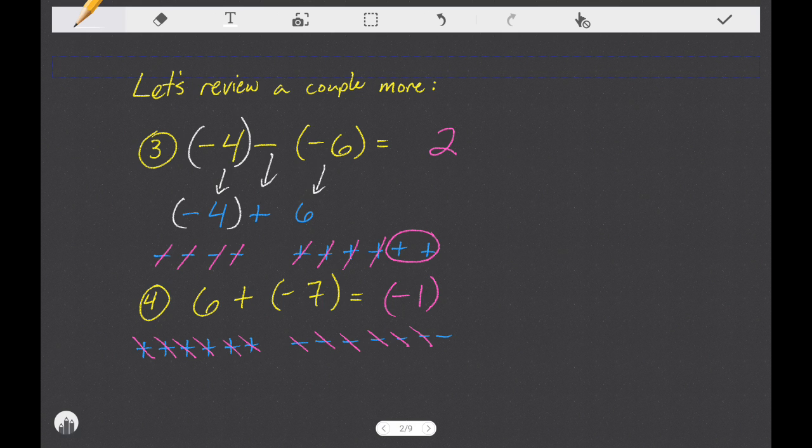Now example 4 is very straightforward. We have a positive 6, we have a plus sign, I don't have to worry about keep, change, flip, and then we have negative 7. So I went ahead and drew 6 positives, I drew 7 negatives, I canceled out all my zeros, I'm left with 1 negative chiclet left right here. So that is how I got the answer of negative 1.